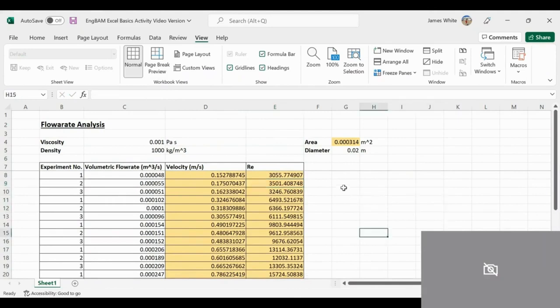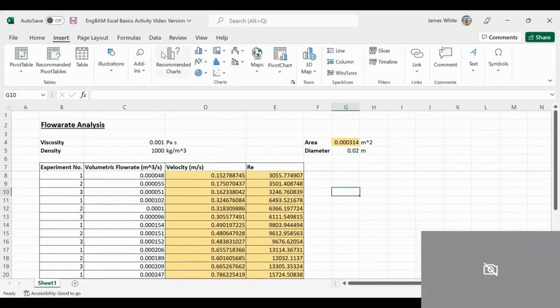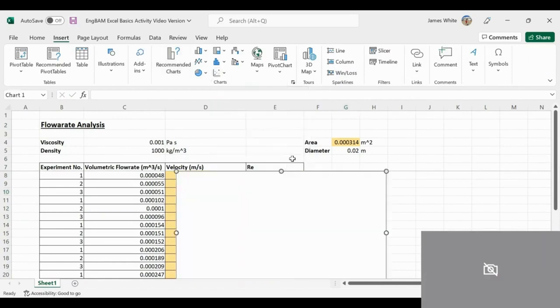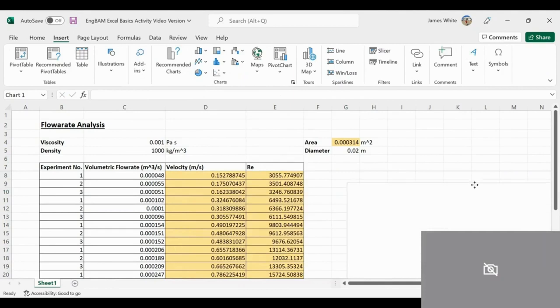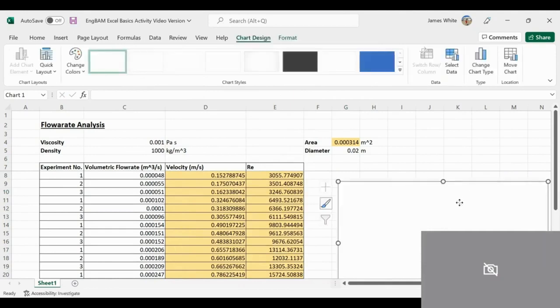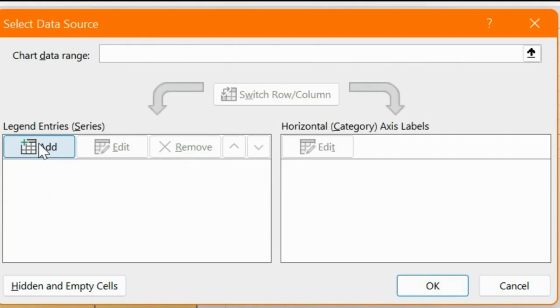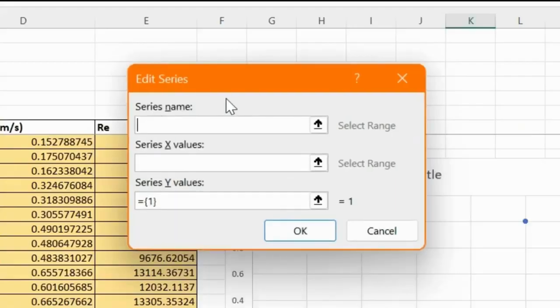I'll just delete this. Our final section that we want to do is we want to create a chart. So come insert charts, select our scatter graph, bring that over here. We can right click on our graph, select data, and we want to add. So our series name is Reynolds number, we can call it Reynolds versus velocity. We put there, doesn't really matter.